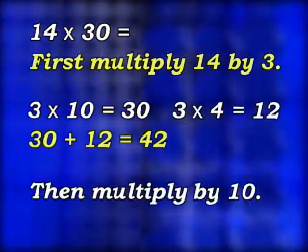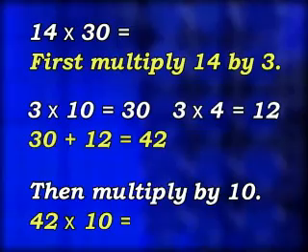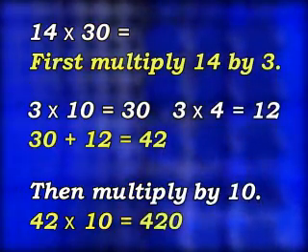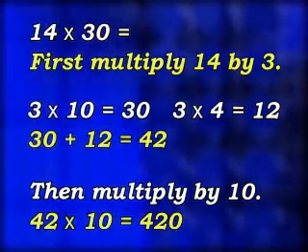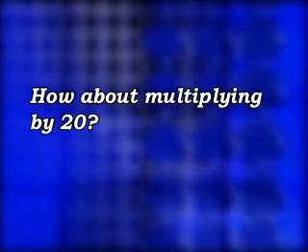Now we multiply by 10. And what do we do? We add a 0. So 42 times 10 is 420. Get it? What about multiplying by 20?